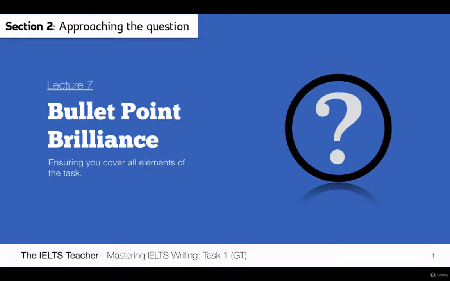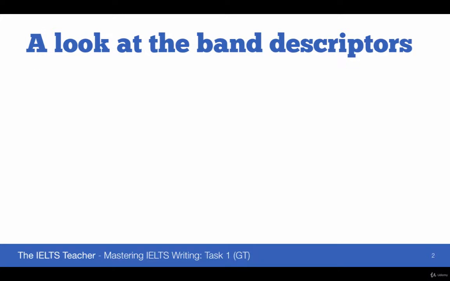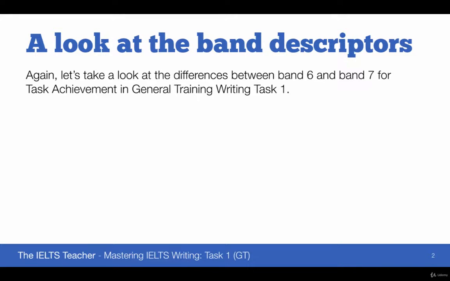We're going to finish this section by looking at the final element of the band descriptors for task achievement that we haven't looked at yet, and that is making sure that we address all of the bullet point directives. So this lecture is called Bullet Point Brilliance, and it's making sure that we cover all elements of the task. We'll have to have another look back at the band descriptors just so that we understand what the differences are between a band 6 and a band 7 and even a band 8.